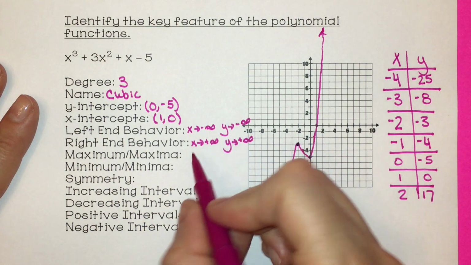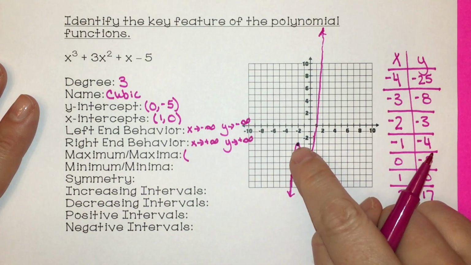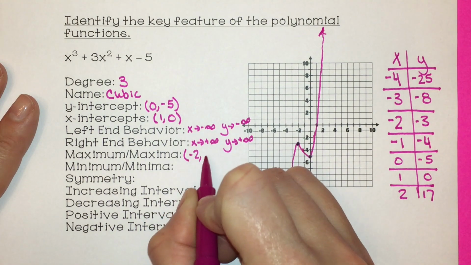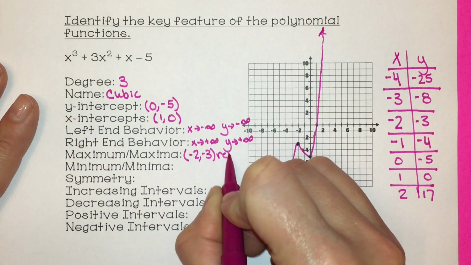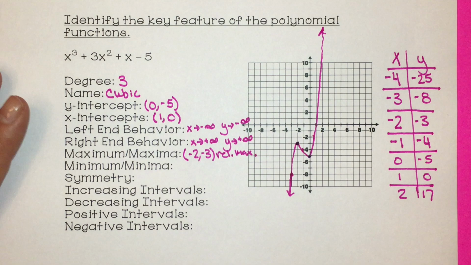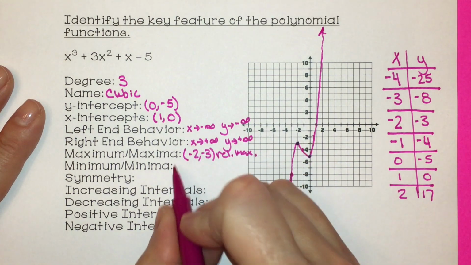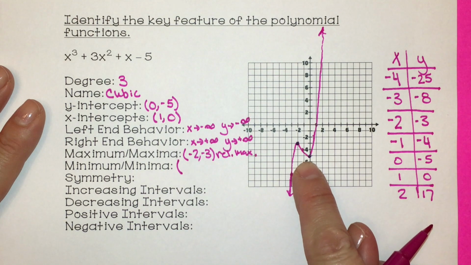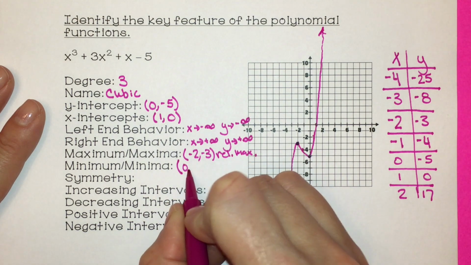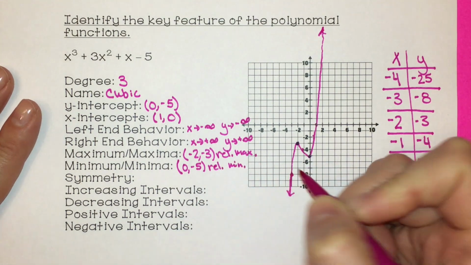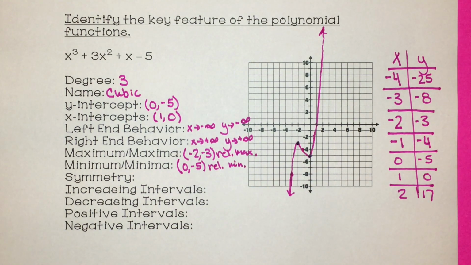So this one is where x is -2, y is -3, and relative maxima. I'm just abbreviating a little bit there. And our minima is where x is 0 and y is -5. And again, it's a relative minima. So it's not the true or absolute, because it continues decreasing and this continues increasing.